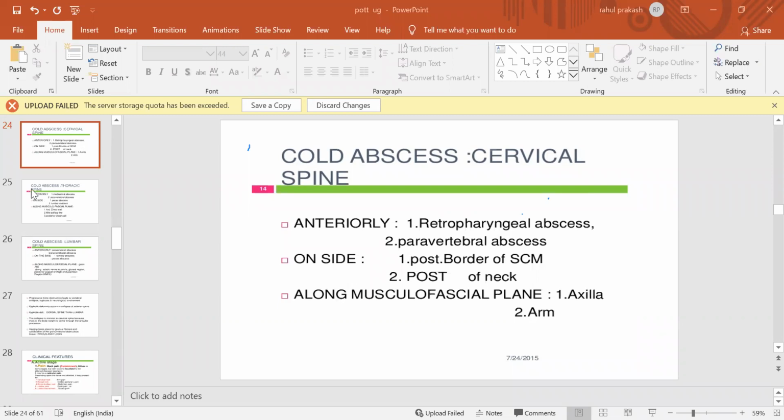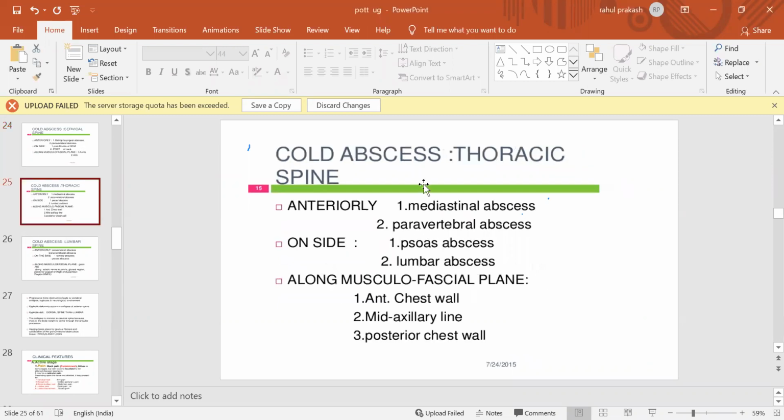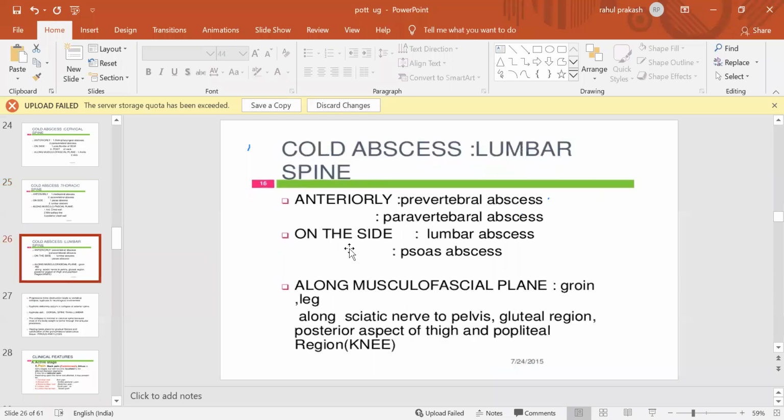Okay. So in the thoracic region, the same thing. If it comes into the thoracic region, anteriorly it is mediastinal. On the side, it can go into a psoas abscess. Okay, and the same thing. In lumbar, the same thing: the prevertebral abscess and all that, same thing. One thing you should remember out of all is psoas abscess.